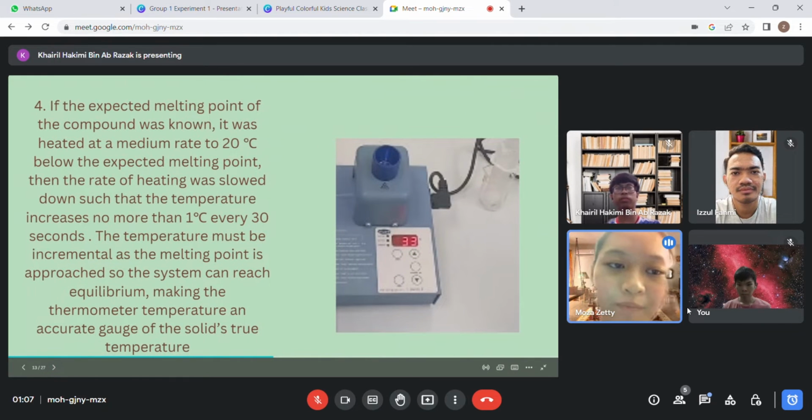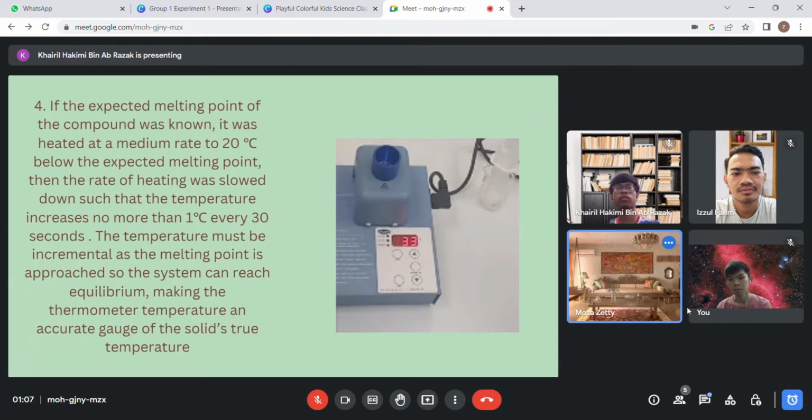The fourth procedure: if the expected melting point of the compound was known, it was heated at a medium rate to 20 degrees Celsius below the expected melting point. Then the rate of heating was slowed down such that the temperature increases no more than 1 degree Celsius every 30 seconds. The temperature must be incremental as the melting point is approached so the system can reach equilibrium, making the thermometer temperature an accurate gauge of the solid's true temperature.